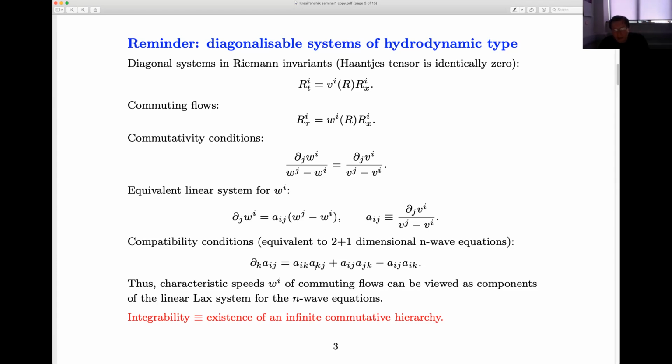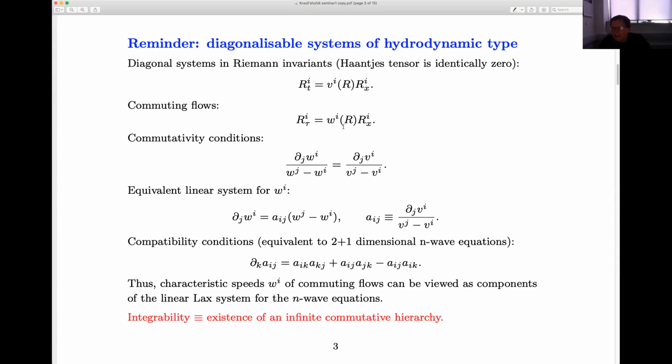So in other words, you fix a solution of this system and you vary the solution of this linear system, which is a Lax pair for the n-wave equations. These equations for W can be viewed as linear Lax equations for this system. So to construct the diagonalizable hierarchy, I fix potentials a_ij in the n-wave system, and I vary the solution of the Lax pair. And this gives me the whole commuting hierarchy.